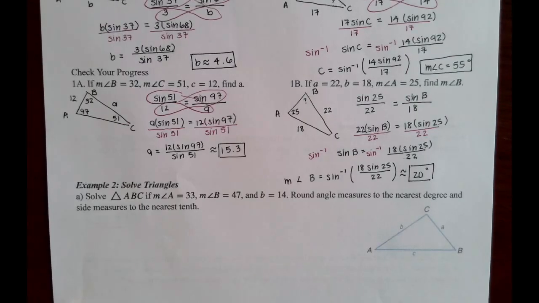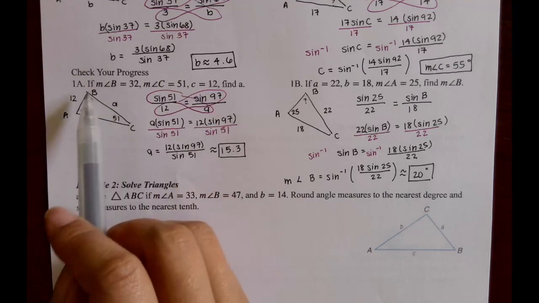Okay, for 1A, you should have gotten 15.3 for the side length of A, and for 1B, angle B should equal 20 degrees. If you got that right, you can move on to our next example. If not, here is your explanation.